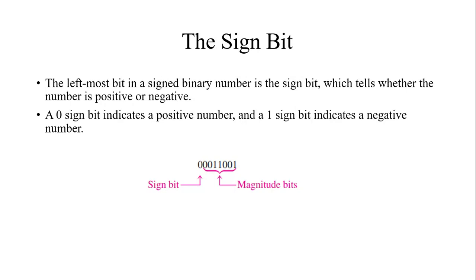The sign bit. The leftmost bit in a signed binary number is the sign bit, which tells whether the number is positive or negative. A 0 sign bit indicates a positive number, and a 1 sign bit indicates a negative number. For example, look at this 8-bit number. This is a signed binary number. So these 7 bits are the magnitude bits, and the last bit is the sign bit. The sign bit is 0. So this is a positive signed number. If the sign bit is 1, then it will become a negative signed number.